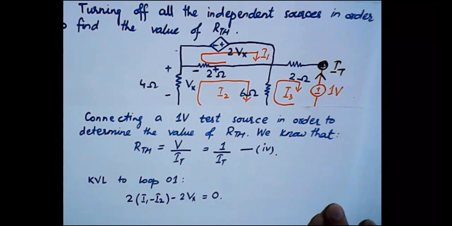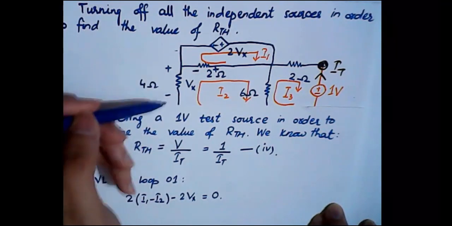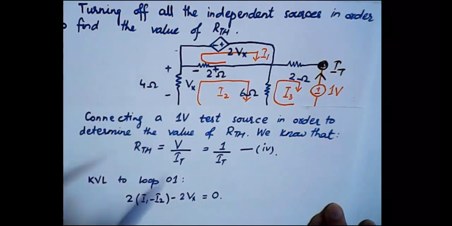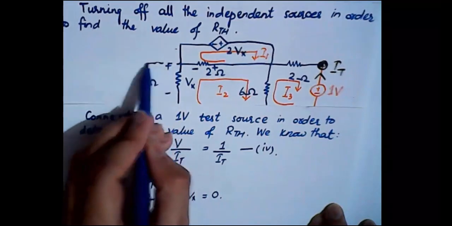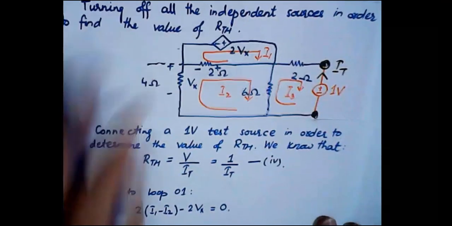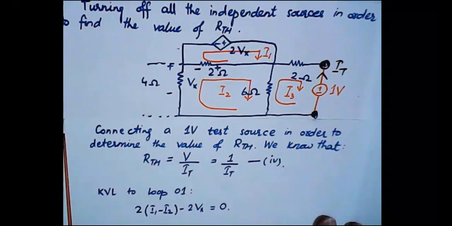Because in the previous question, you had I1 and I2. I1 was entering the positive terminal, I2 was entering the negative terminal, so we just wrote 4 times I1 minus I2. Here I1 is 0. This path is open circuit because there was a current source present here, so this current is 0.